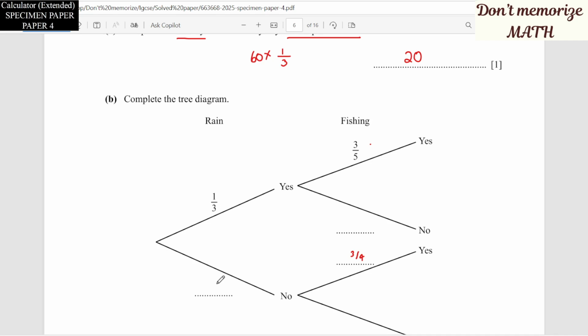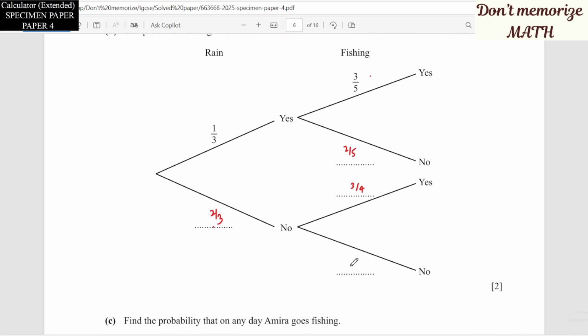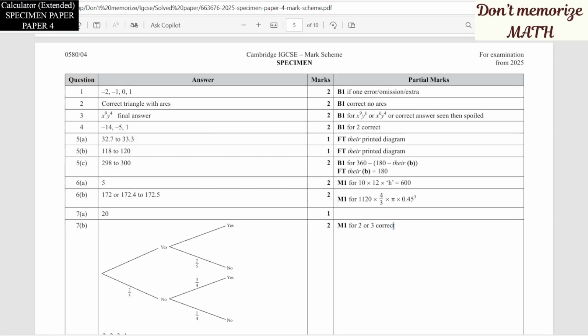So to find this one, the probability of not raining is 1 minus 1 over 3, you will get 2 over 3. Then here total is 1, so 1 minus 3 over 5 is 2 over 5. In the same way you can complete this branch also. 1 minus 3 over 4 is 1 over 4. So you will get like this. 2 over 3, 3 over 4, and let's see the marking scheme. 3 over 4, yes, correct.